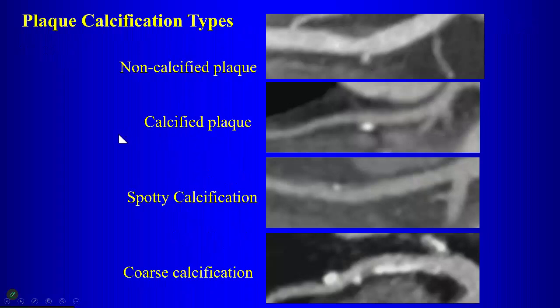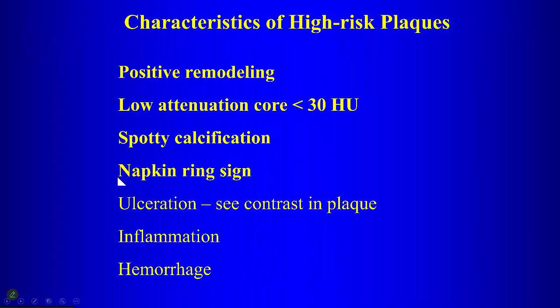So plaque calcification types, we've talked about these. You can have non-calcified plaque, no calcifications. Some calcified plaque, spotty calcification, coarse. The spotty calcification is a feature of high-risk plaque. So these are features of high-risk plaque.